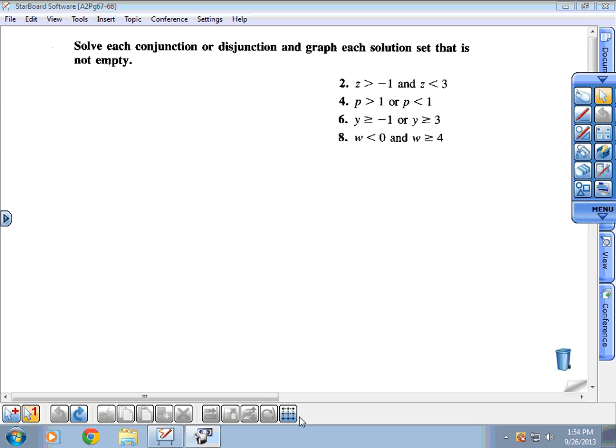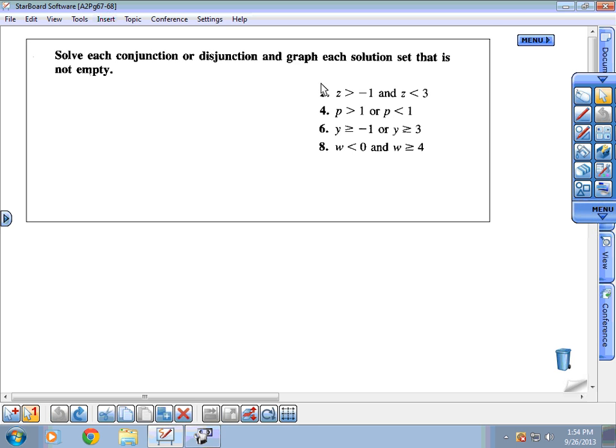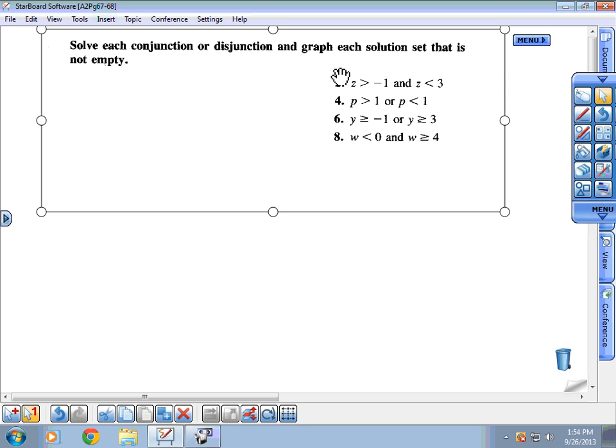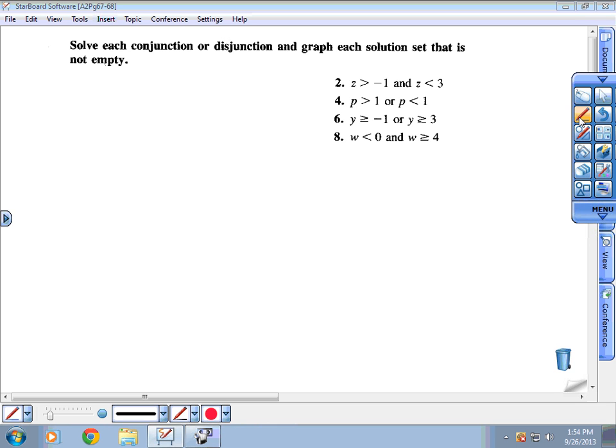Okay, today we're going to do conjunctions or disjunctions and graph the solution set that's not empty. So let's take a look at our 4 example problems here. We have 4 problems, and we're going to look at the ones that had the word and in here, and these are called conjunctions. Okay, so those are conjunctions.